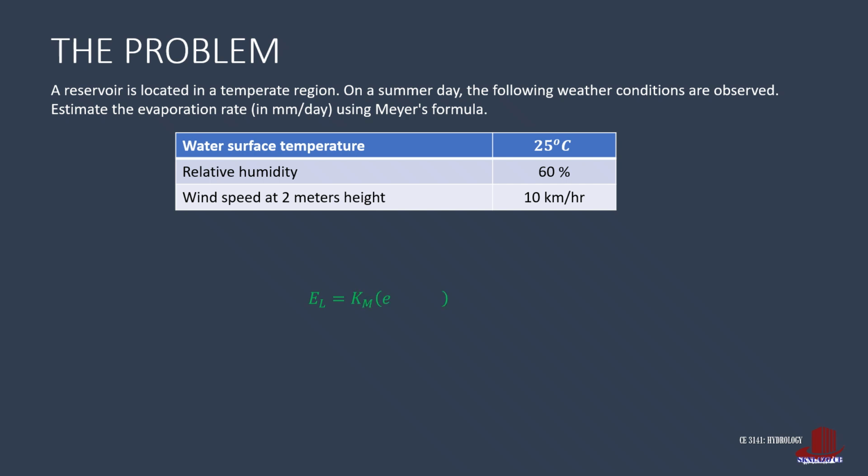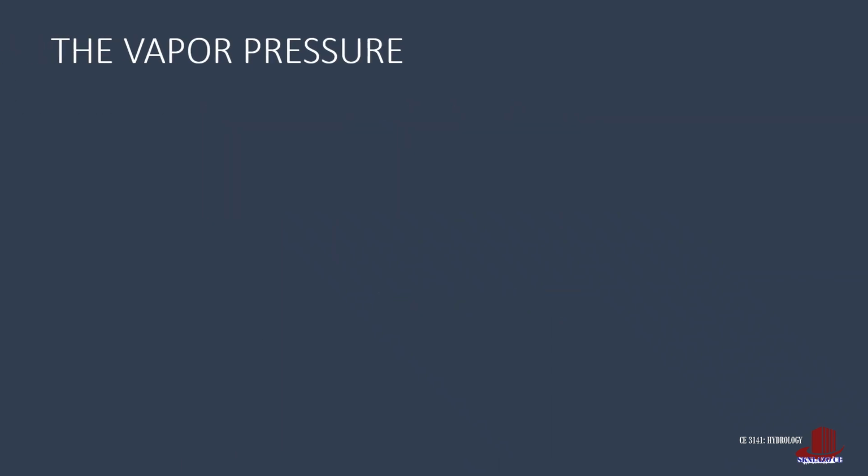We have only one formula from Meyer, and to identify the coefficient K sub m, we check that the area is a reservoir, thereby concluding this can be a deep water basin. Thus, we use 0.36. The next to consider are the two vapor pressures. The first is the saturated vapor pressure taken at the water surface.